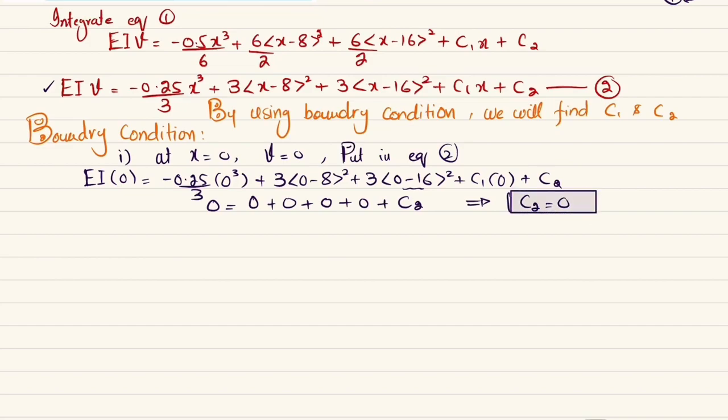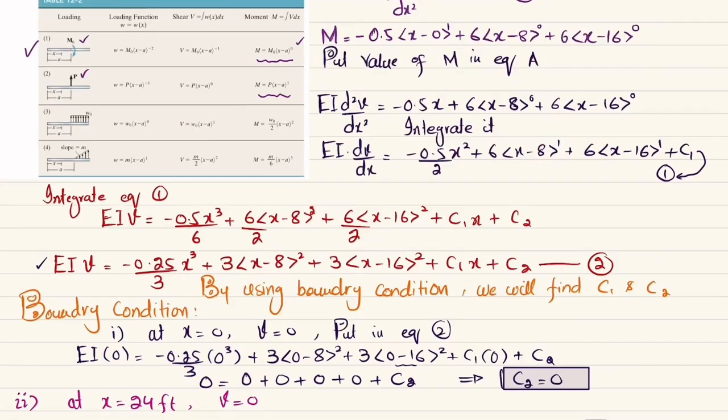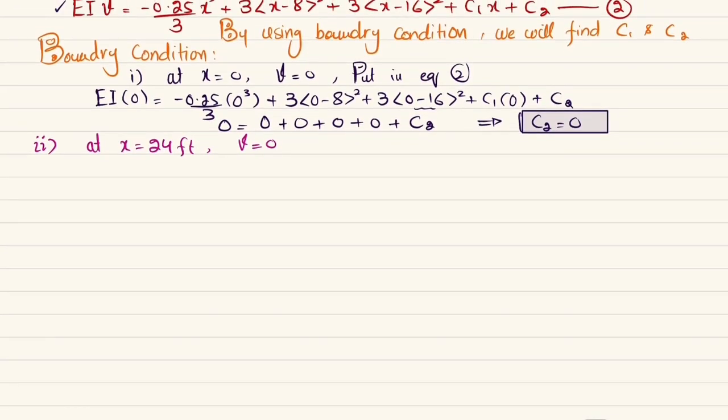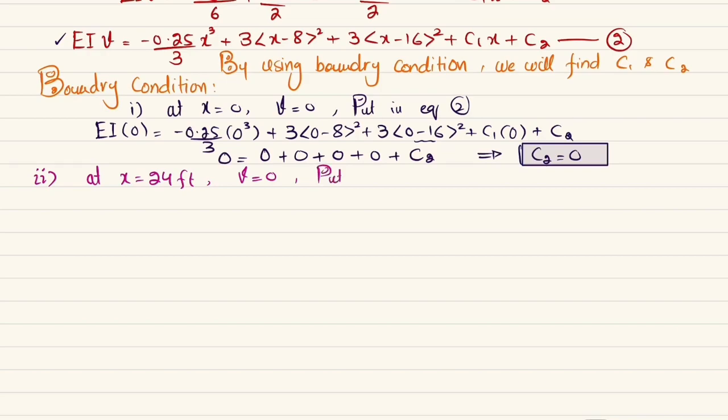Now we'll find C1, and we'll use another boundary condition. And what is that? At x is equal to 24 feet, we have deflection equal to 0. So let me show you over here. Now you can see that at this point, x is equal to 24 feet, and we have deflection equal to 0 because there is a rolling support. Okay, so again you have to put it in equation number 2.